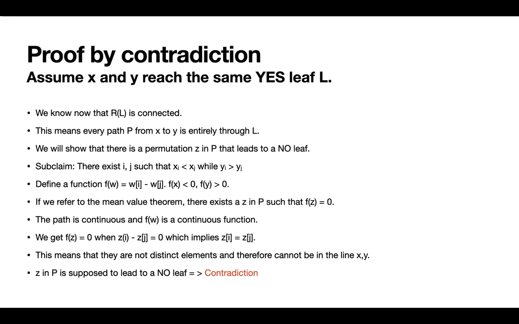So now the path is continuous and f of w is a continuous function. So when we get f of z equals 0, and zi minus zj, we also get 0, which would imply that zi equals zj. This means that they are not distinct elements and therefore cannot be in the line xy. And so z in P is supposed to lead to a no leaf, and therefore we get a contradiction.